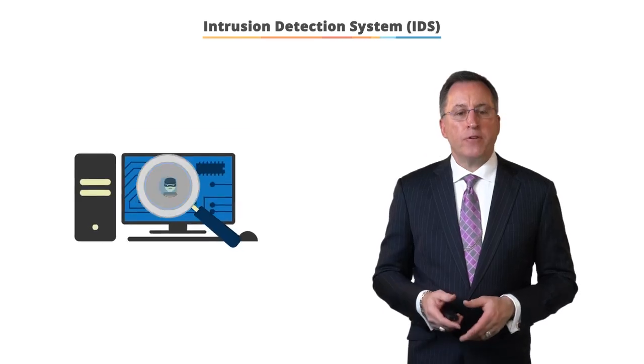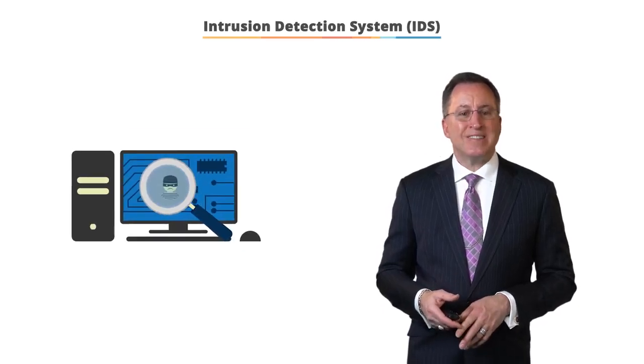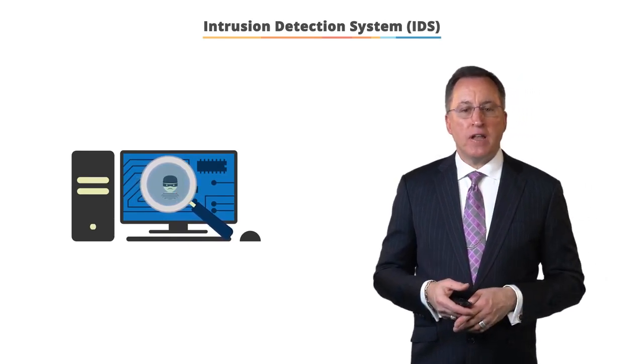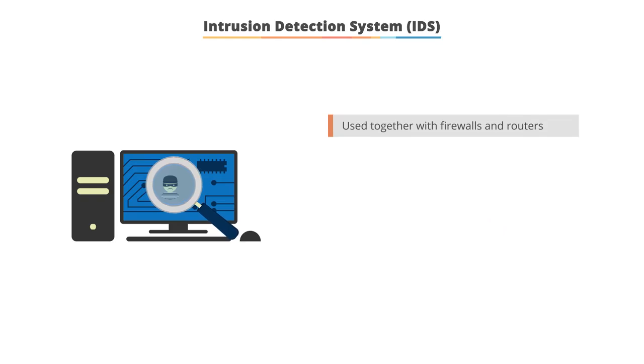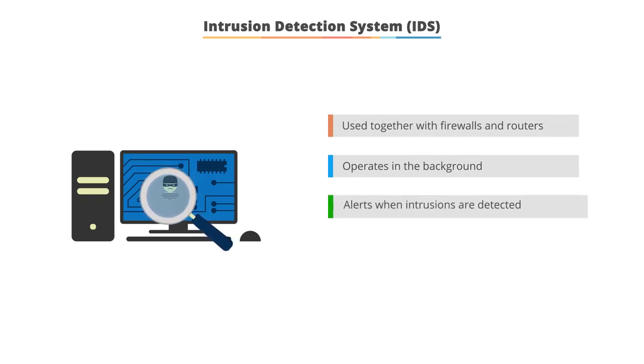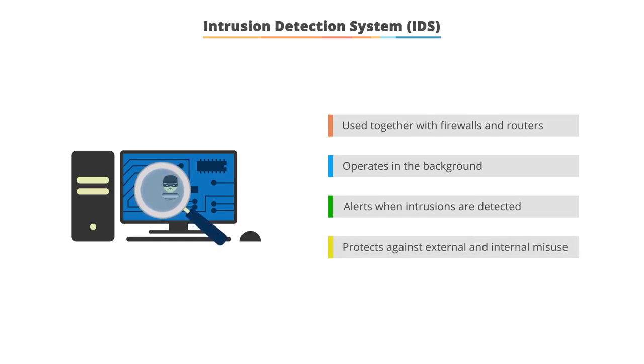Intrusion detection systems, otherwise known as IDS. IDSs monitor network usage anomalies. Used together with firewalls and routers, they are continuously operating in the background. Their administrator is alerted when intrusions are detected. They protect against external and internal misuse.